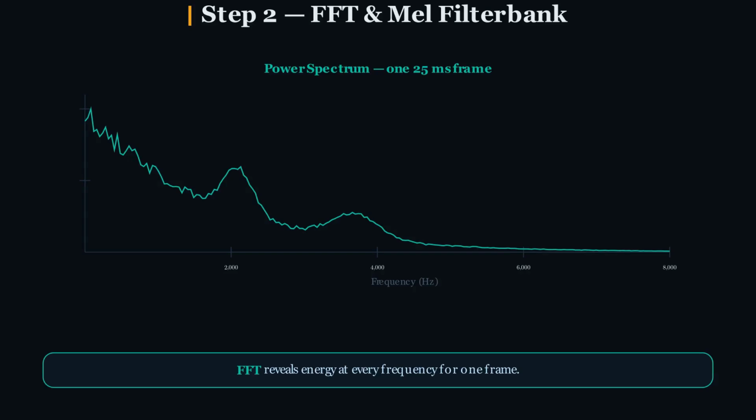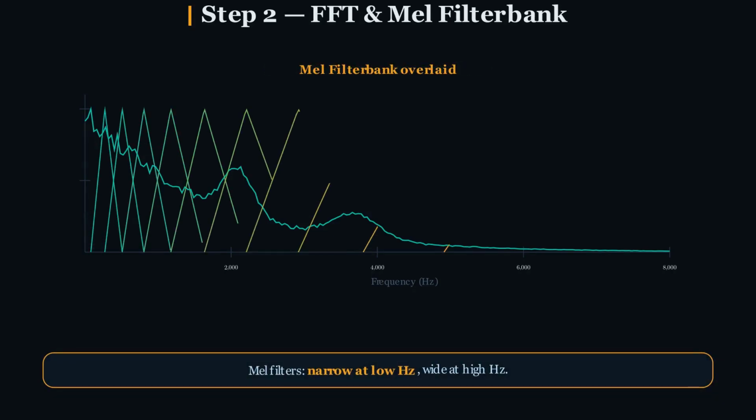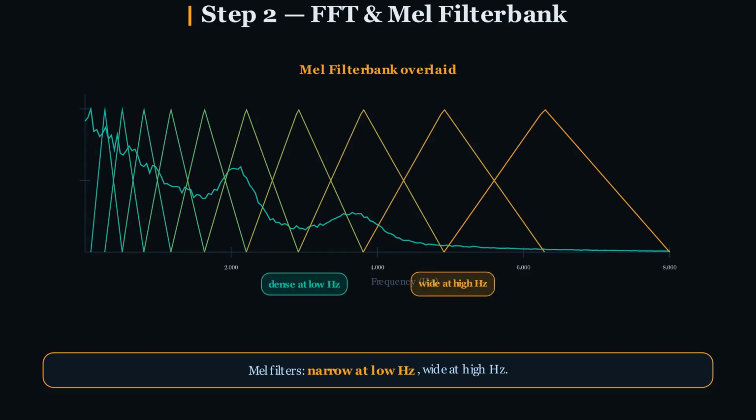Applying the fast Fourier transform to each windowed frame gives its power spectrum, the exact energy at every frequency. We apply a Mel filter bank. Triangular filters spaced on the Mel scale. At low frequencies they are narrow and closely packed. At high frequencies they widen. This matches human pitch perception.